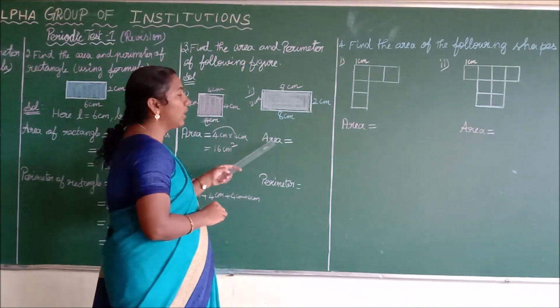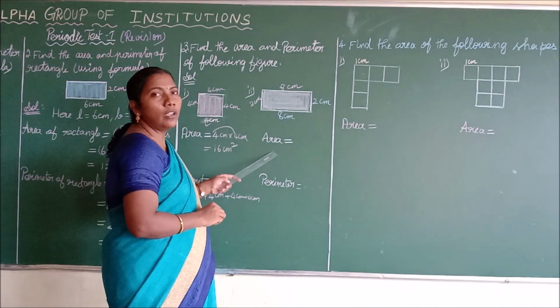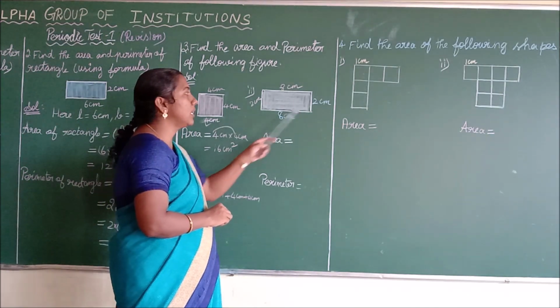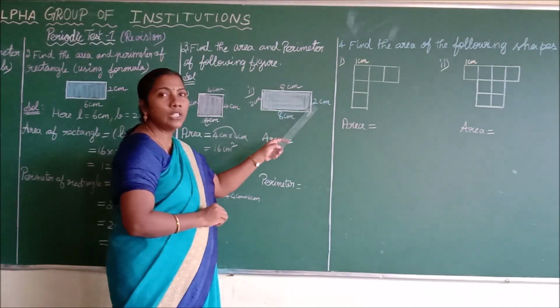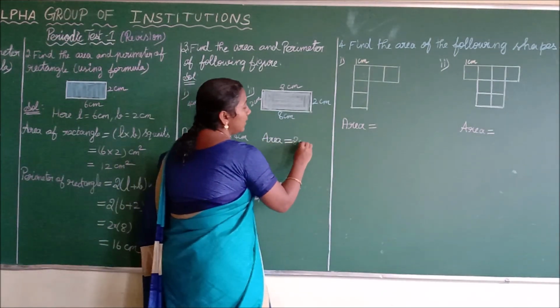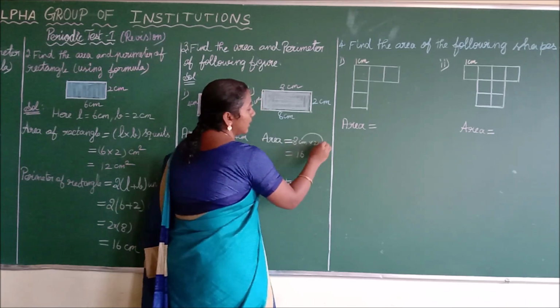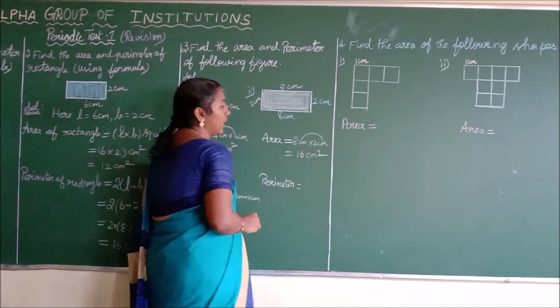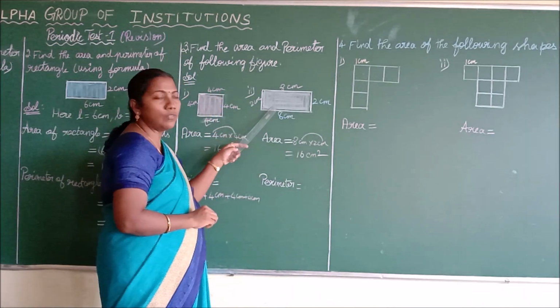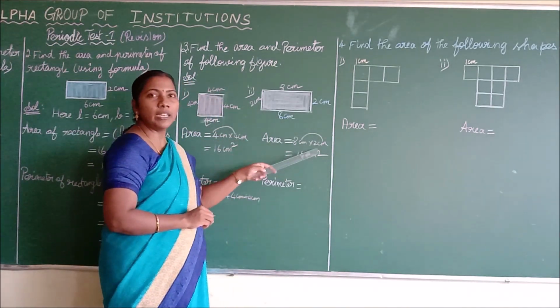So we are going to calculate the area of this shape. How can we calculate? By multiplying its two sides. One side is 8 centimeter, the other side is 2 centimeters. So 8 centimeter into 2 centimeters. So 8 2s are 16 centimeter square. Thus we have calculated the area of this rectangle as 16 centimeter square.